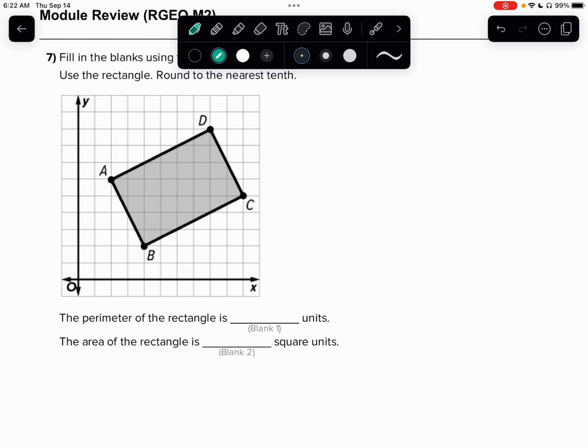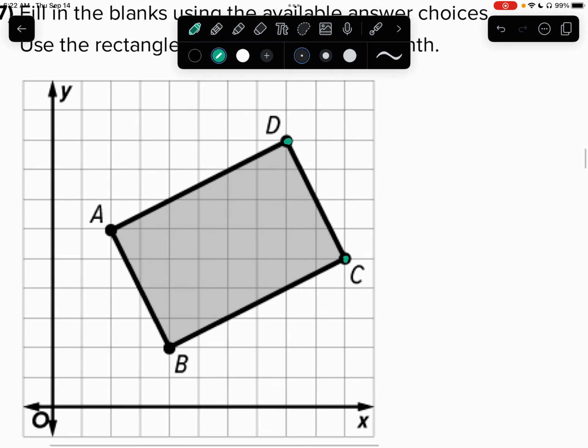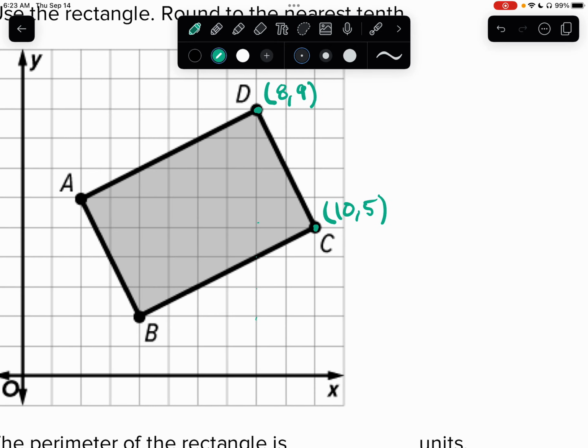Okay, so what I want to do is figure out the side lengths. I will just find out the length of DC here. So DC, 1, 2, 3, 4, 5, 6, 7, 8, 1, 2, 3, 4, 5, 6, 7, 8, 9. So that's at 0.89. And then this would be, what is that? 10, 5, I believe. So I'm going to find out the length of this side, and then I'll also do the length of side BC. So B is at 4, 2.